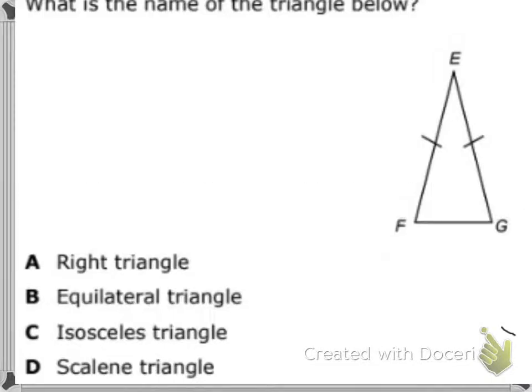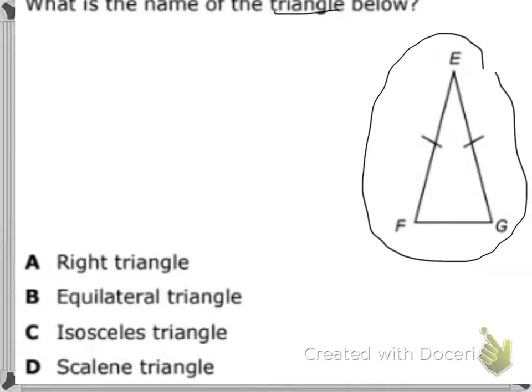Our question says, what is the name of the triangle below? Our key word is triangle. Let's annotate by underlining the word triangle. We know that a triangle has three sides. Looking at our figure, we're going to go ahead and circle it.